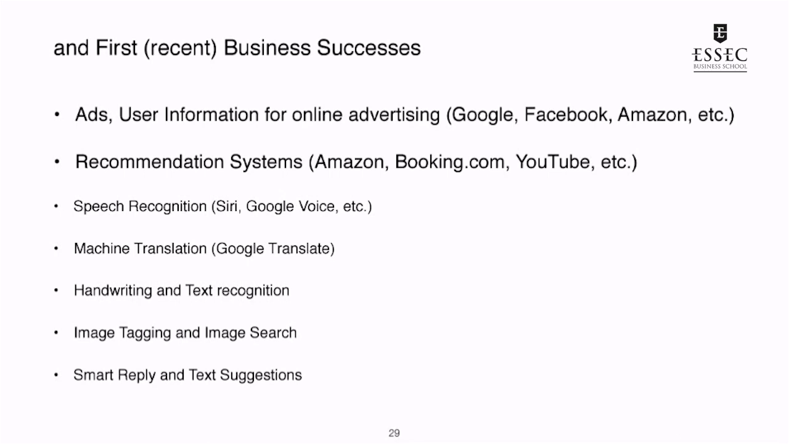Here I've put in smaller fonts things which work but don't represent large businesses as we speak. They might become, but they are still sort of nice to have. Speech recognition, machine translation, handwriting and text recognition, image tagging, image search, smart reply. These are things you like to have in a smartphone. Now, would you pay a lot for this? Maybe, maybe not. Who would like to pay for such things?